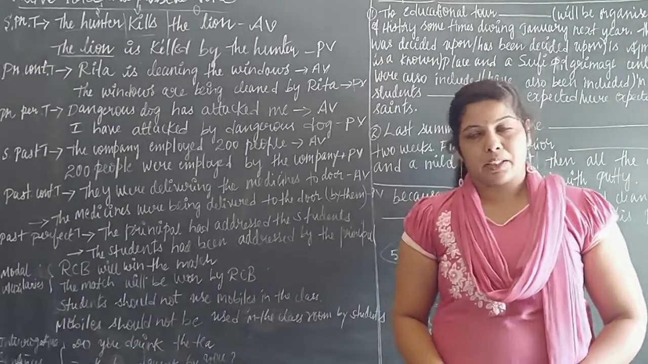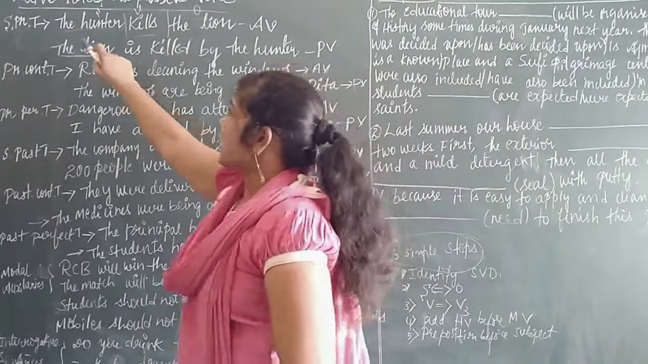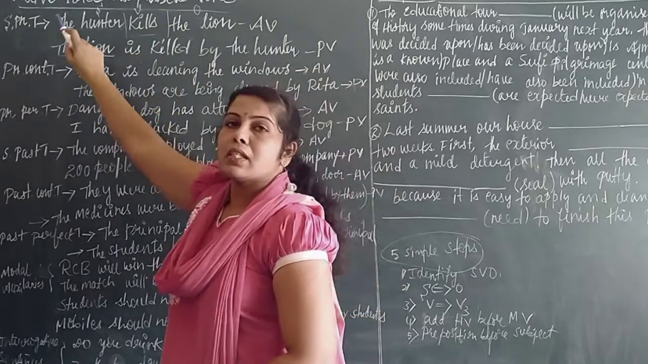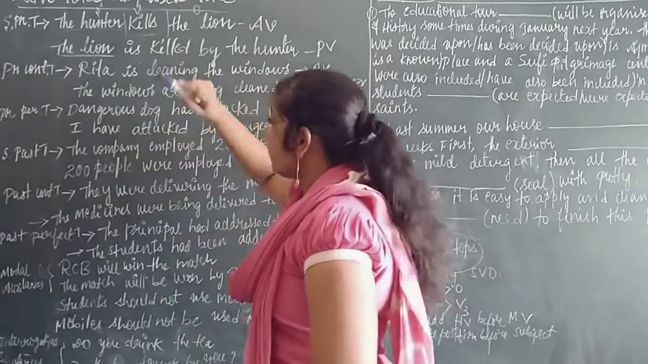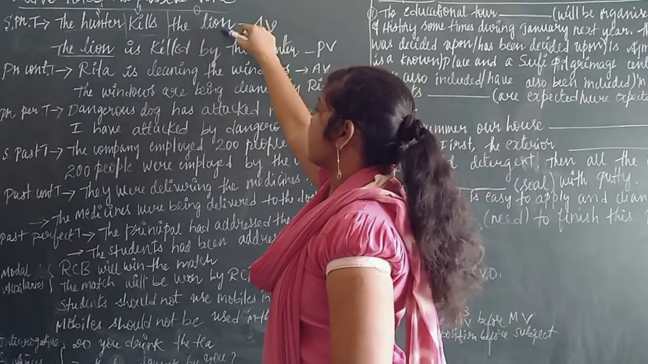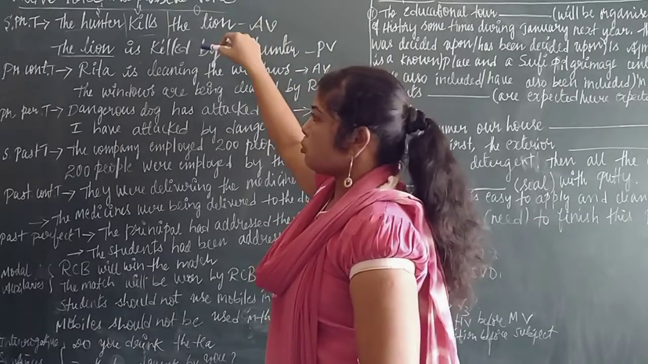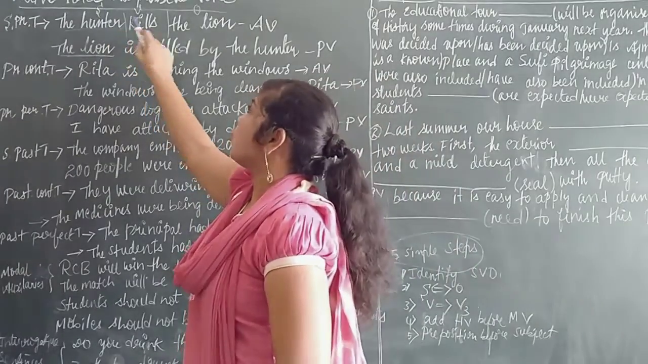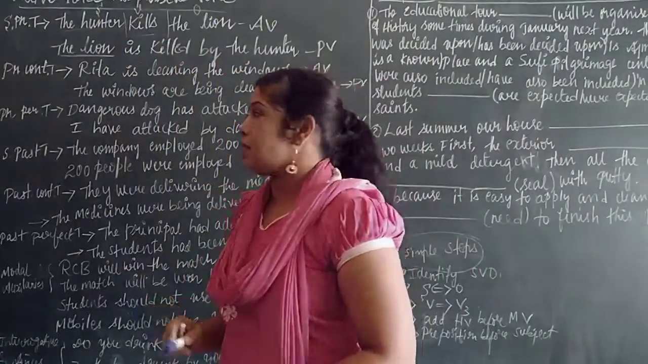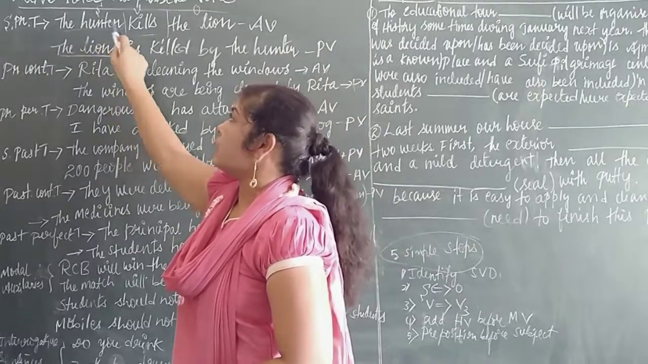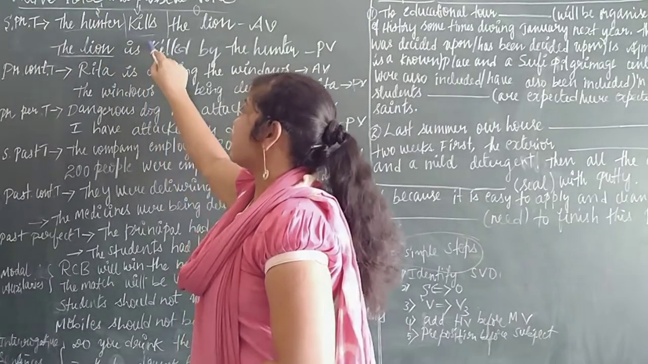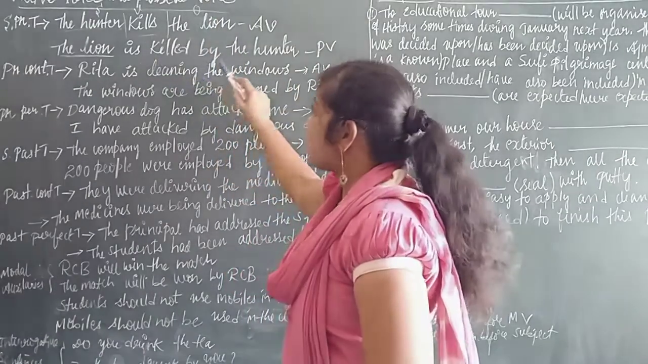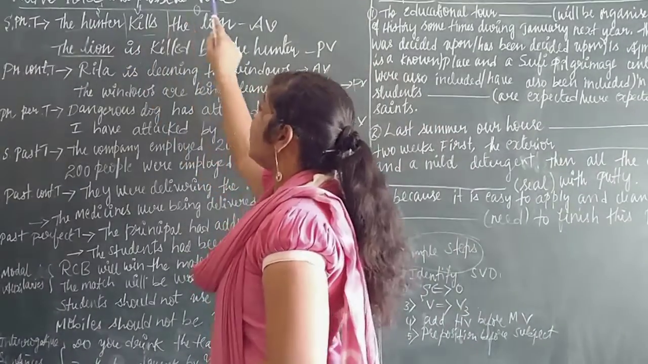Now, let's get started. The hunter kills the lion. The given sentence is in simple present tense. If you want to convert the given sentence, which is in active voice, into passive voice, first we have to identify the subject, verb and object of the sentence. In this sentence, the hunter is the subject, kills is the verb, and the lion is the object. Then we have to interchange the subject and the object.